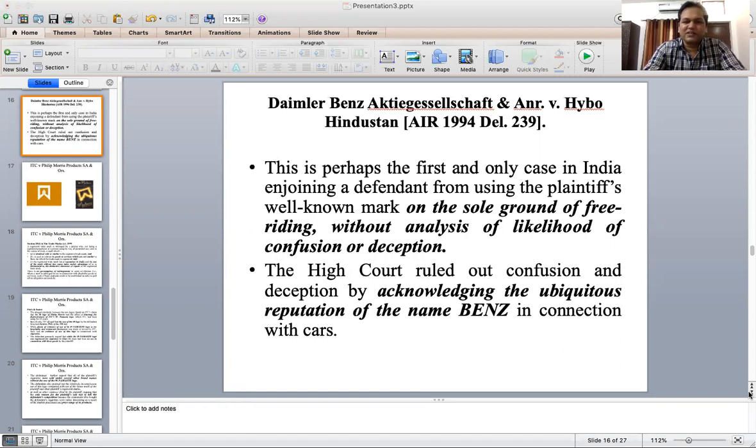So this was the ground of free riding, because of which this very case has been rejected. The defendant has been rejected from using this very mark. So the High Court ruled out confusion and deception by acknowledging the ubiquitous reputation of the name in connection with the marks.